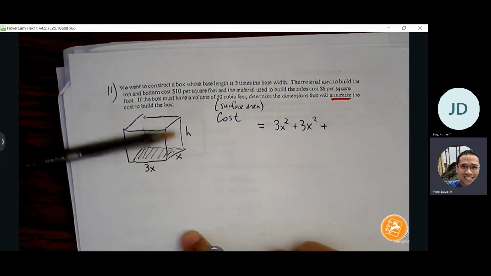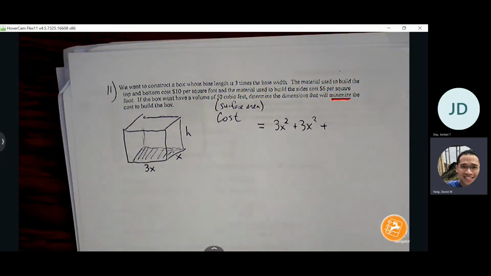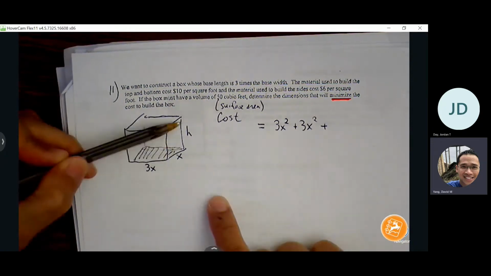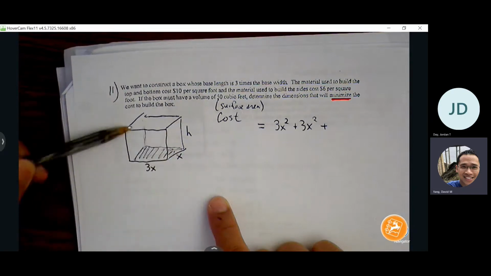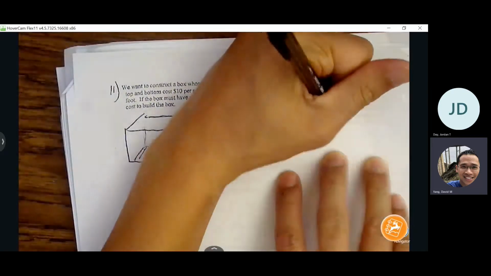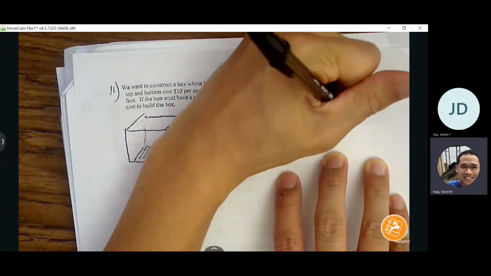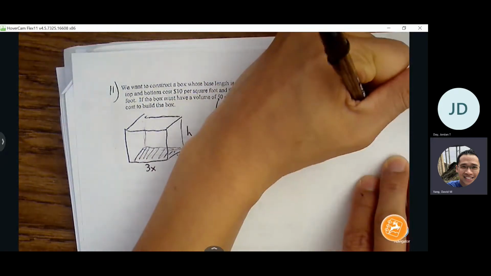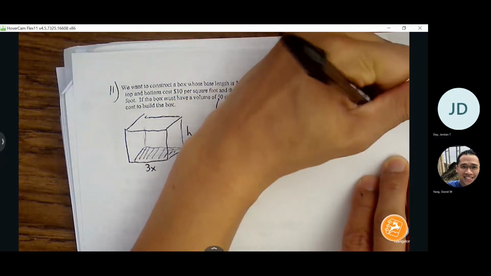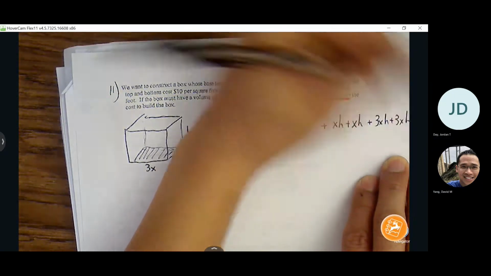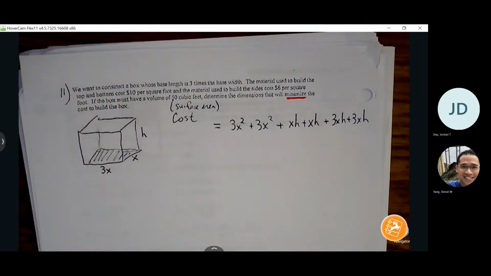Okay, yeah, we can do that. xh will be the side, so it doesn't really matter. But we do know that there's xh here, and there's also another xh here. So we have a pair of xh's and we have a pair of 3xh's. Six sides, 6 areas. Are we good there?